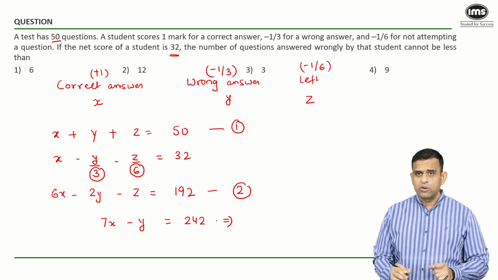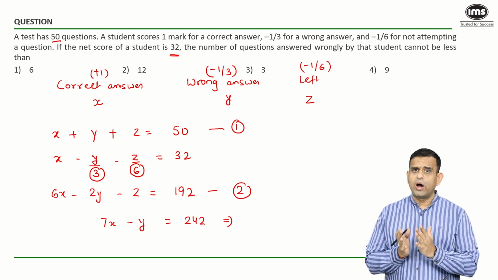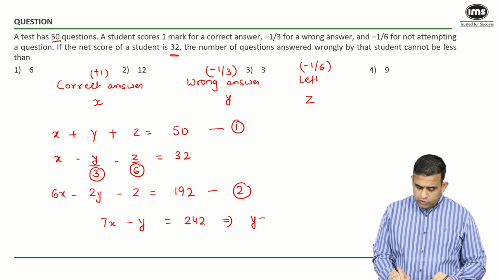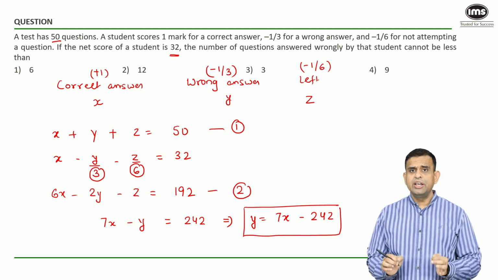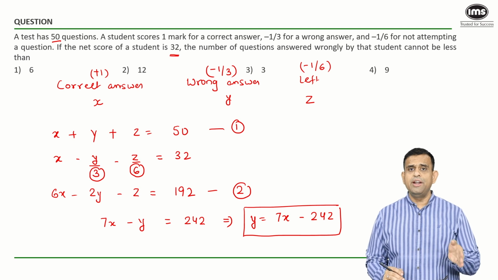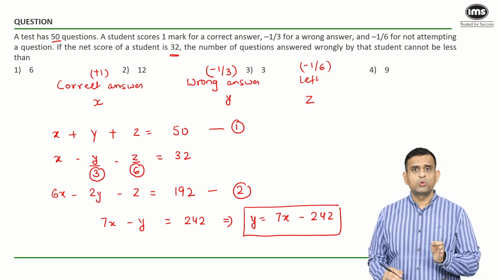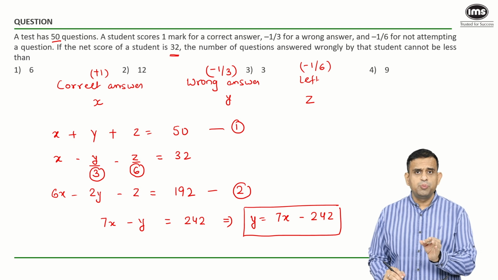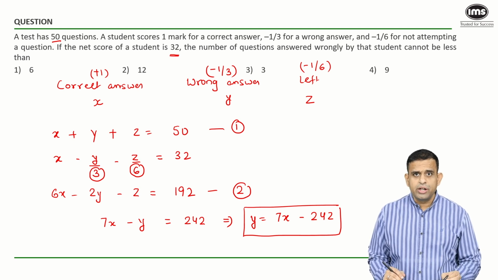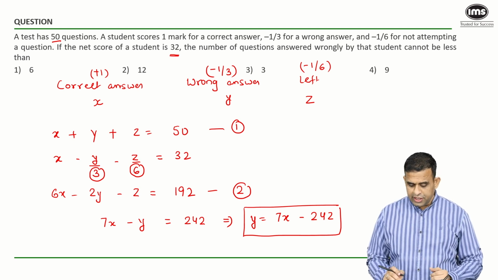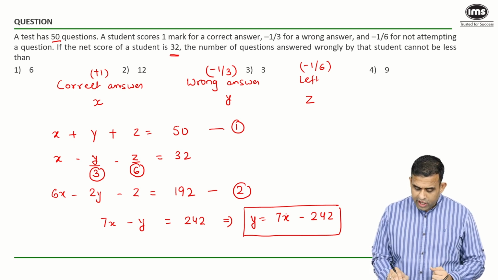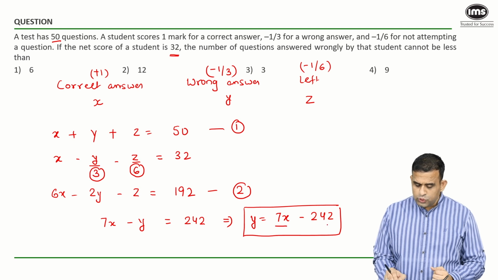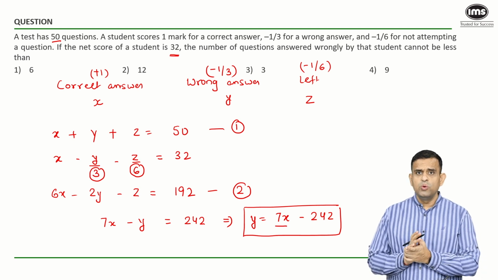Now since I want to find out the least possible value of y, I will write down y in terms of x. So y will be equal to 7 times x minus 242. Now understand one thing: what is the nature of x, y, z? They represent nothing but the number of questions which are right, wrong, or you chose to leave it. So this quantity x, y, z by default has to be a whole number. It can't be a negative quantity, it can't be in decimal as well. So clearly, since y also needs to be a non-negative integer, 7 times x minus 242 needs to be more than or equal to 0.